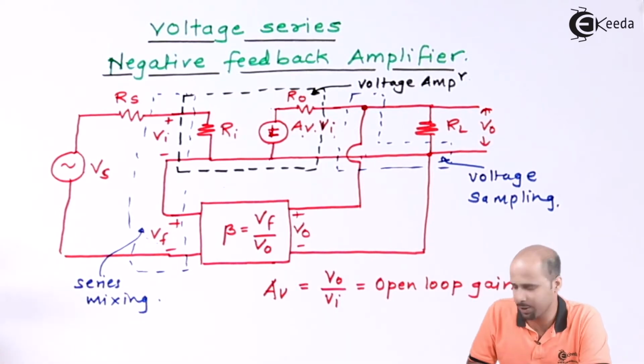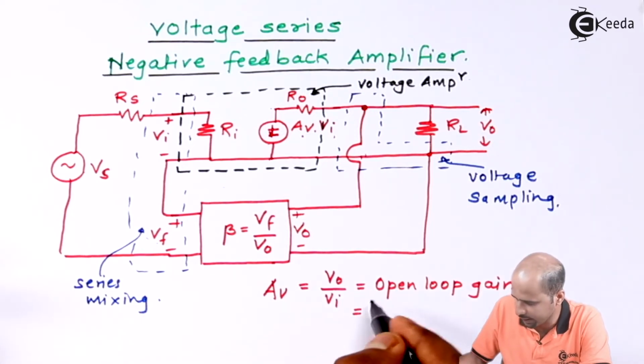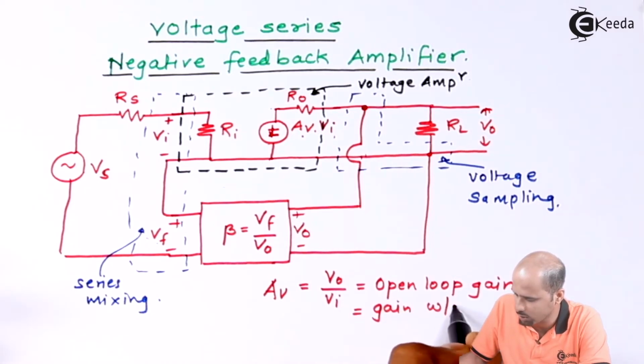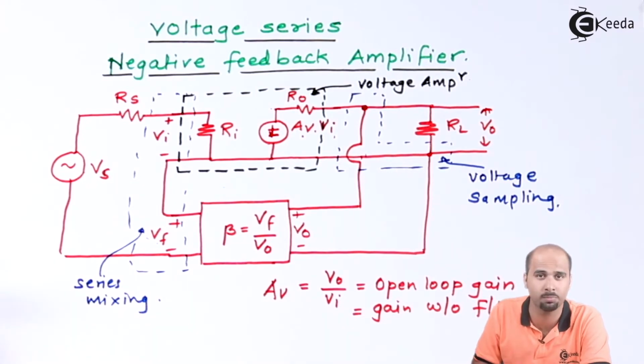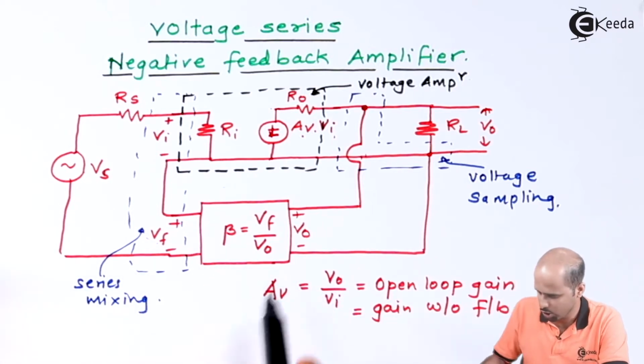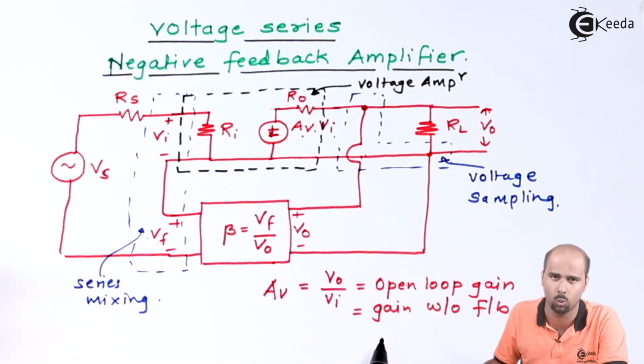It has one more name: this is also called the gain without feedback. This term is important when we solve numericals. Right now we are dealing with the feedback circuit, so this is just the representation to have knowledge about what the open loop gain is, what the gain without feedback is.